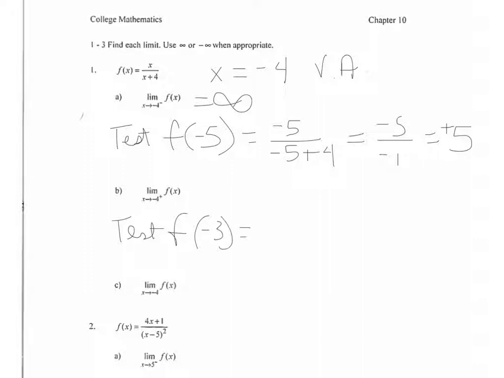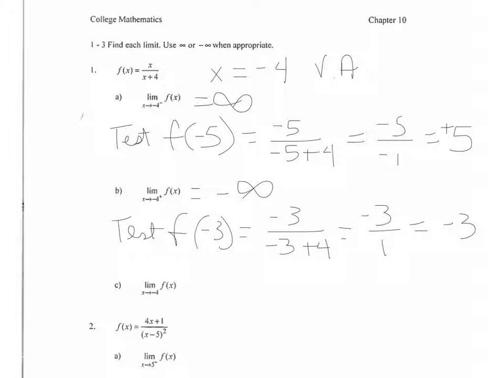-3. So that's going to be a -3 in the numerator over -3 plus 4 in the denominator. So I have a -3 on top over what's in the denominator, which is -3. So what do you think that means? It's going to be approaching negative infinity. So I've got this asymptote, and from one side it's going in a positive direction unbounded. The other side is going in a negative direction unbounded.